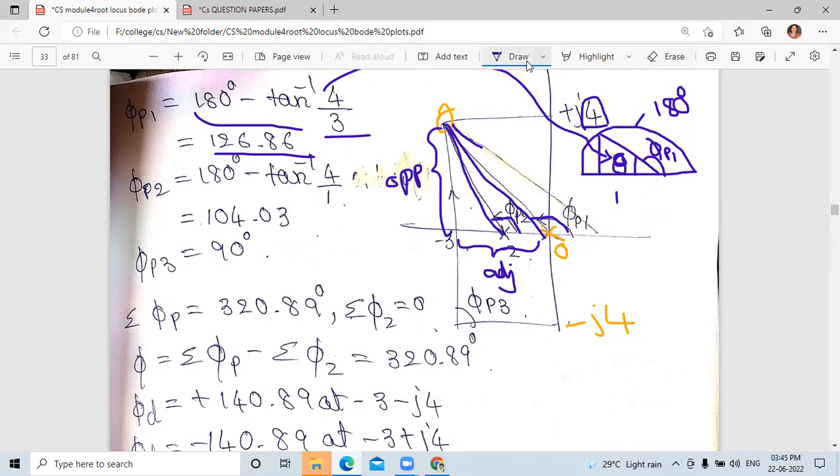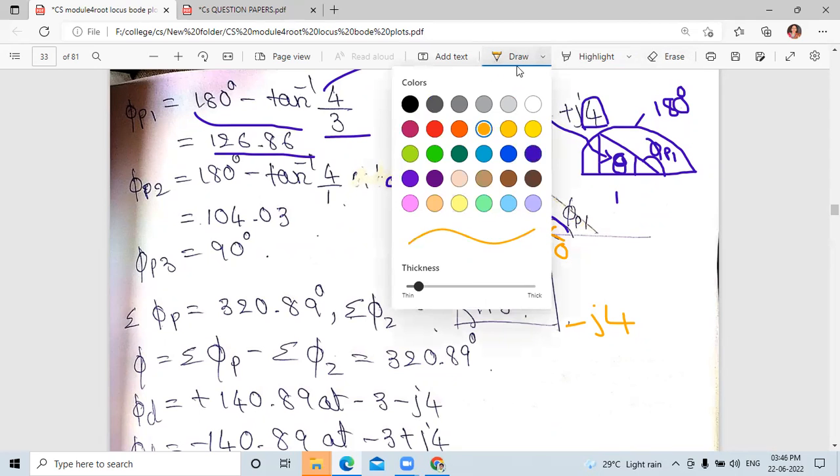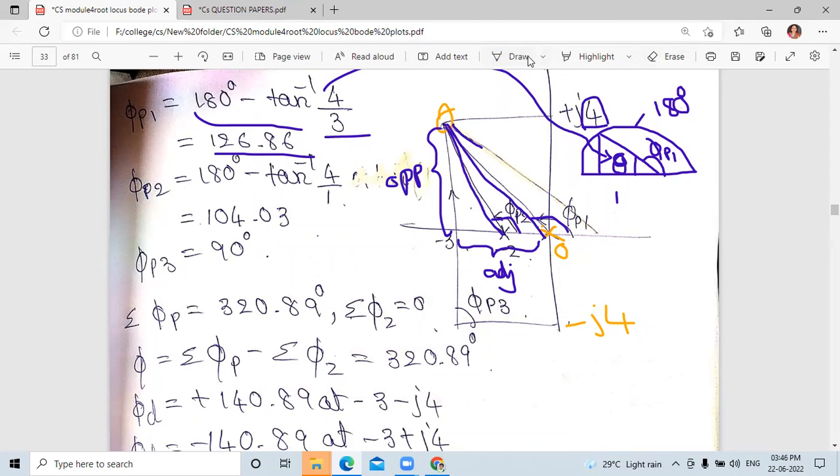Similarly, we need to consider phi p2 here. So phi p2 is here: 180 degrees minus tan inverse of, from here to here, how much is it? This value is 2 and this value is 3. So minus 3 minus 2.